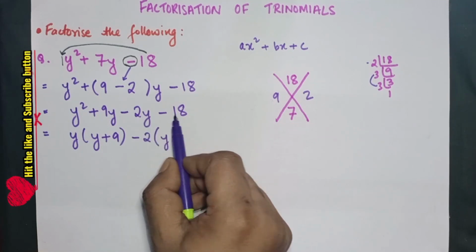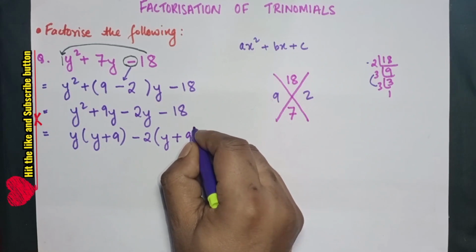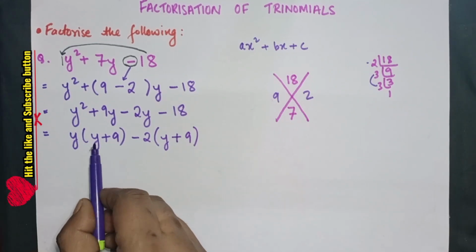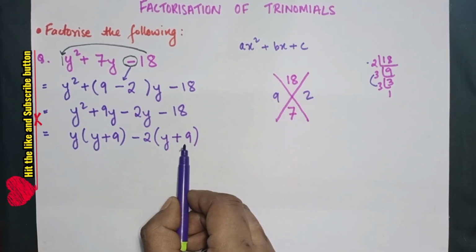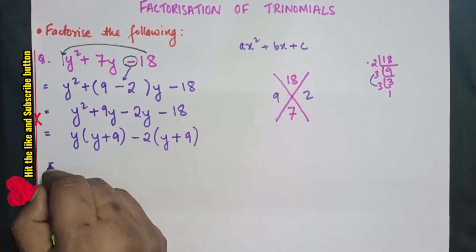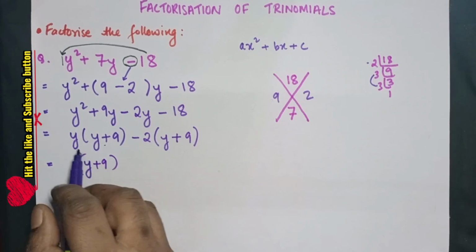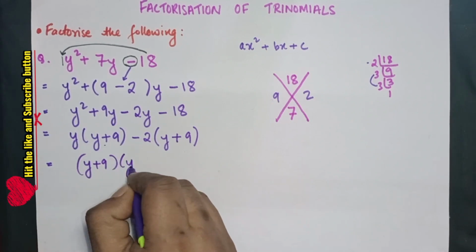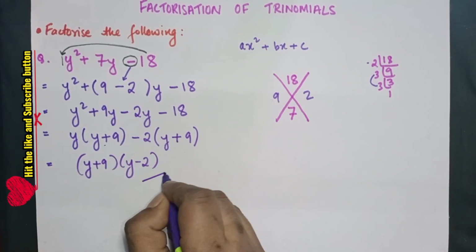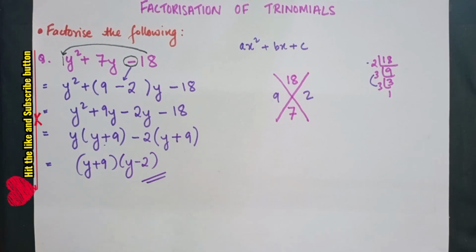Now you will divide 2 9s, so I got this. And always these two have to come the same. These two are the same, that means our process is right. So in these two we'll write a single common bracket, y plus 9, and this we'll write in another bracket, y minus 2. So this is your factorization and this is your final answer.